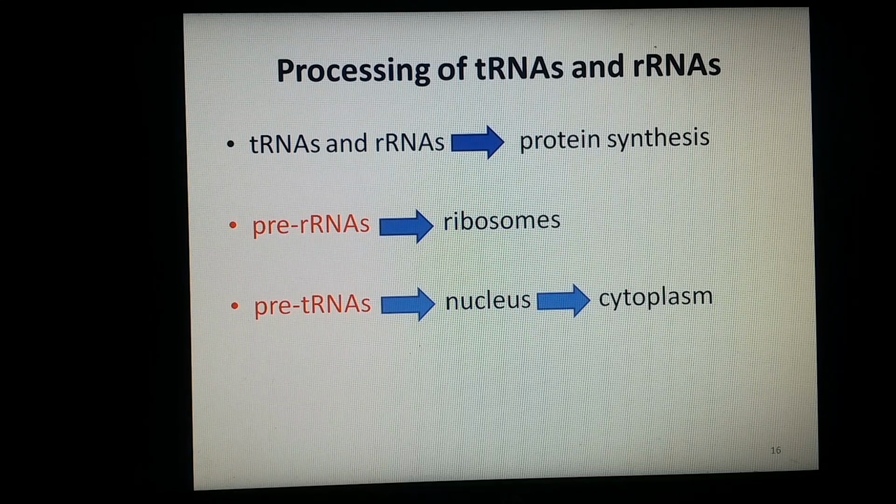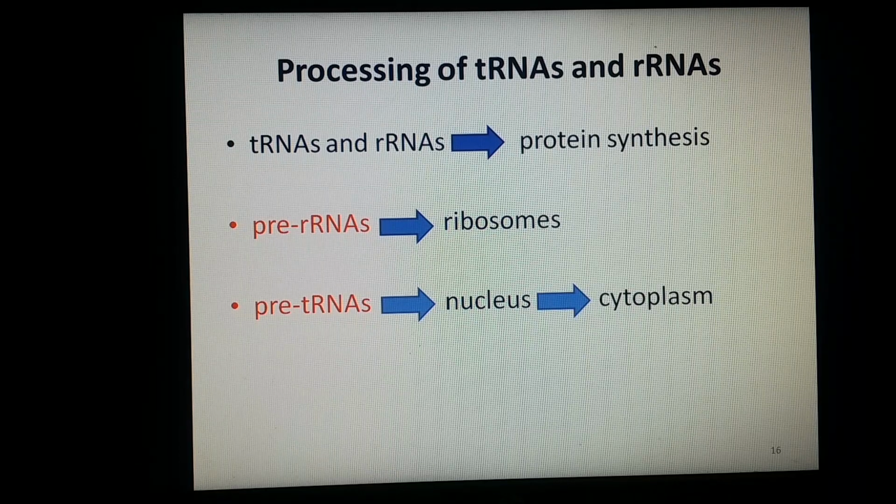But what happens to the transfer RNAs and the ribosomal RNAs present within the cells? You know that transfer RNA and ribosomal RNA are structural molecules and have roles in protein synthesis. However, these RNAs are not themselves translated. In eukaryotes, pre-ribosomal RNAs are transcribed, processed and assembled into ribosomes in the nucleolus. It is known as the ribosome factory.